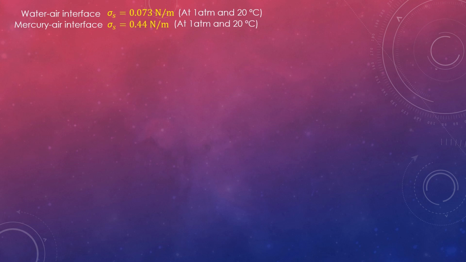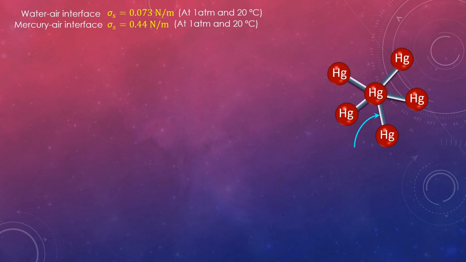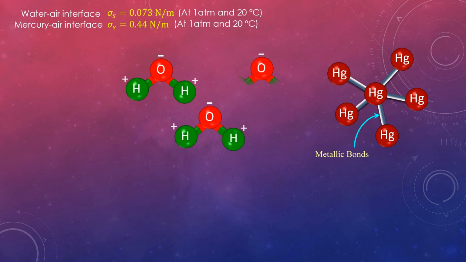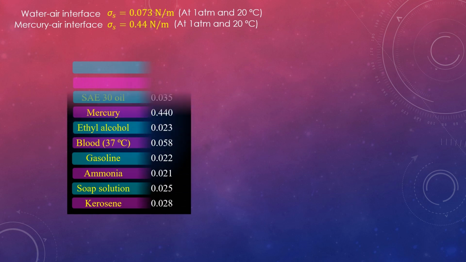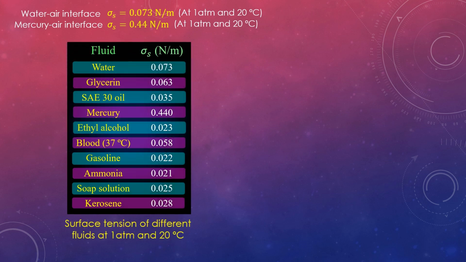For example, at 20 degrees Celsius, the surface tension of water surrounded by atmospheric air is 0.073 Newton per meter, and for mercury it is 0.44 Newton per meter. This is because mercury is a metal, and the bonds connecting its molecules are metallic bonds, which are considerably stronger than the hydrogen bonds between the water molecules. The table shows surface tension values of some liquids.